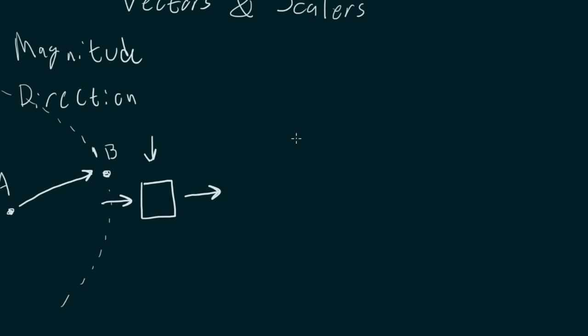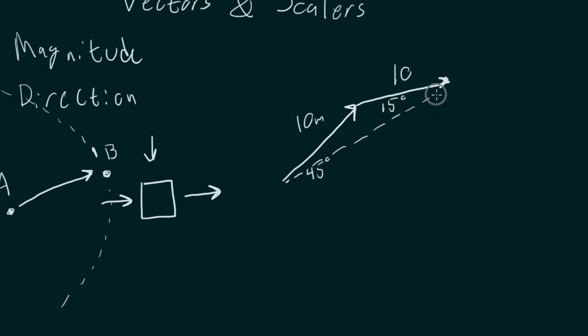So if I'm working with vectors, I need to be able to add vectors. And so a vector is going to be some magnitude, so let's say this is 10 meters, and some direction, let's say it's 45 degrees. And then let's give a second vector. Let's say this is another 10 meters, and let's say it's at 15 degrees. I need to be able to figure out what is this total? What is this total vector right here?